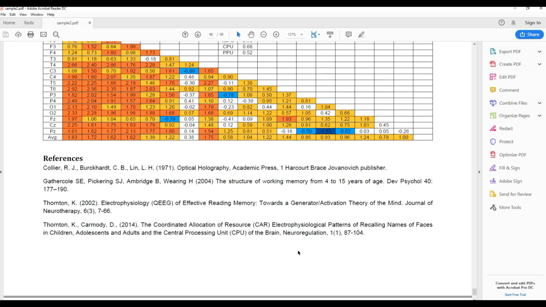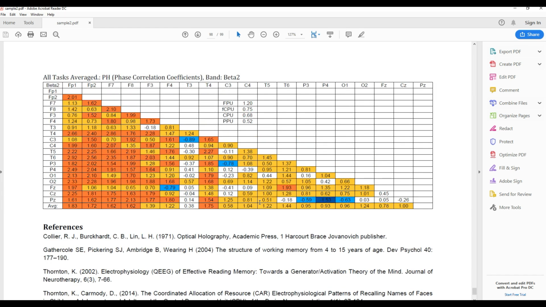Today we're going to discuss how to interpret the reports that the software generates. We're going to go over a sample report. This is the analysis which averages the standard deviation values across all the different tasks except for the eyes closed. This is available at the end of each report and averages it for the phase, coherence values, relative power, magnitude, etc.